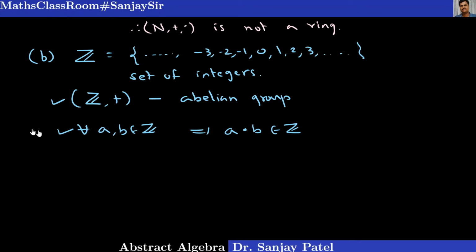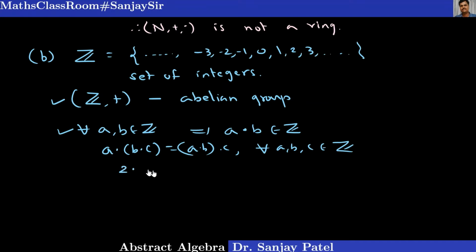This is the condition number 6 in the definition of ring. The first 5 conditions are for the operation of addition. The 7th condition is associativity for multiplication. So that is also true. (a dot b) dot c is equal to a dot (b dot c) for all a, b, c belonging to Z. For example, (2 into 3) into 4 is same as 2 into (3 into 4). So it is true for all a, b, c belonging to Z. The multiplication operation is associative.